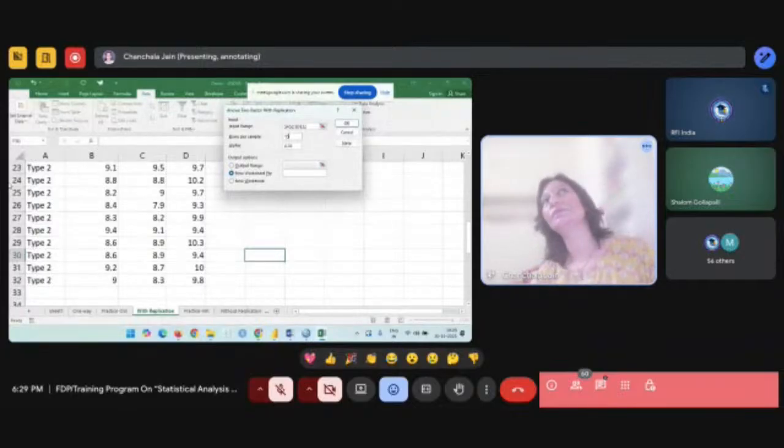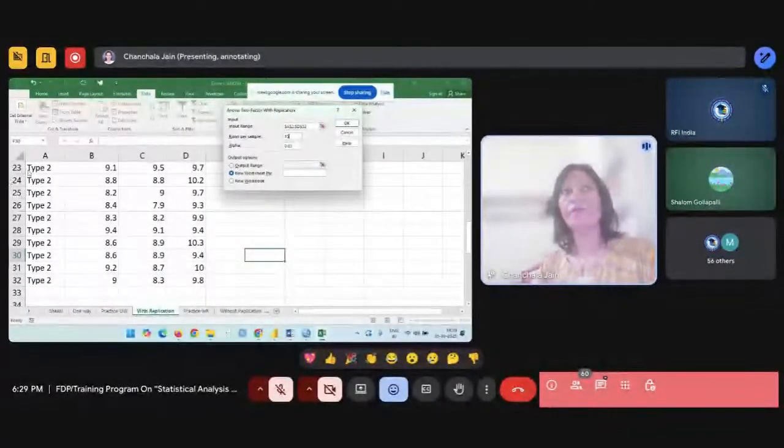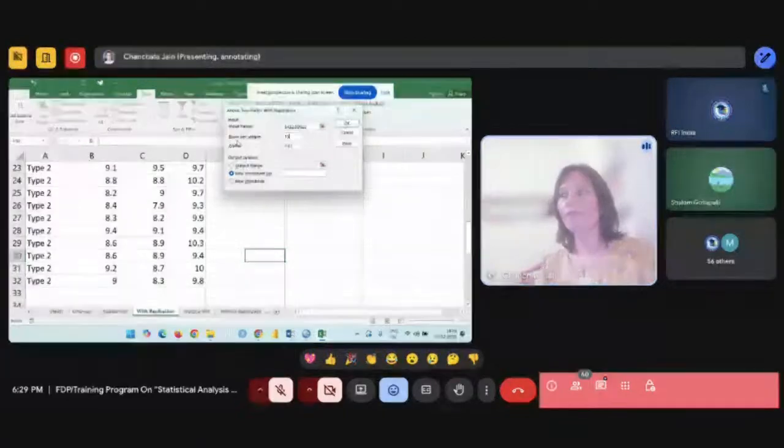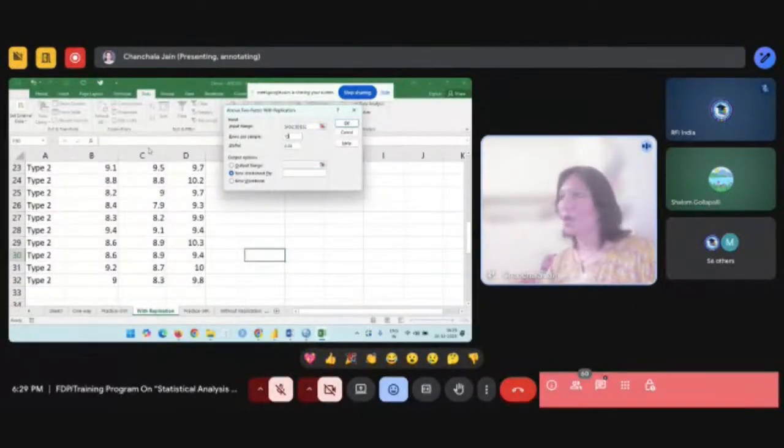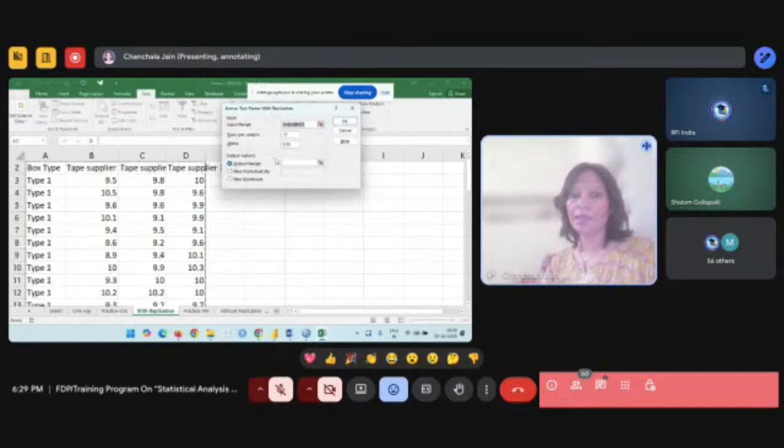Is it okay? So that is why you need to maintain same replication for both the samples. Is it clear? So now further, alpha is by default 0.05. We will go with this. Now output, I'll select this and I'll generate my output.